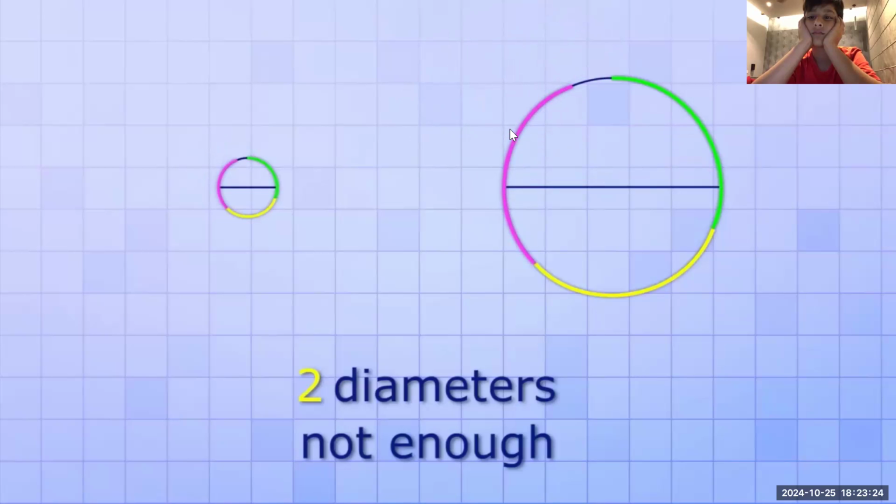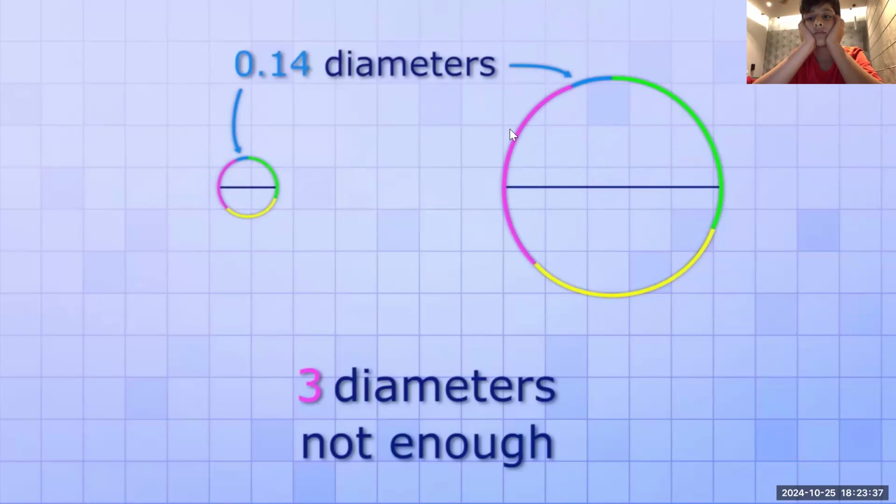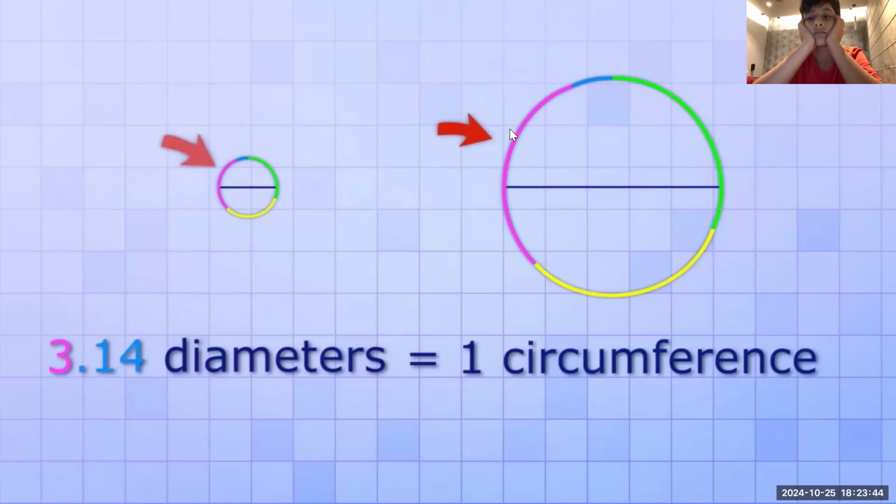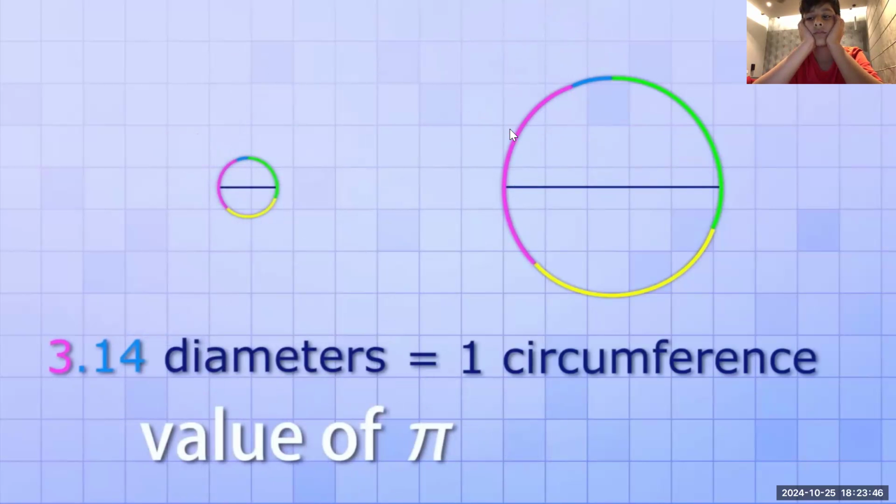It looks like we're going to need to get a third diameter and keep going. Oh, so close! Three diameters is almost enough, but we're going to need just a little bit more to form a full circumference. That little bit more turns out to be about 0.14 diameters. That means that it takes 3.14 diameters to equal 1 circumference for any circle, big or small. So the value of pi is always 3.14.